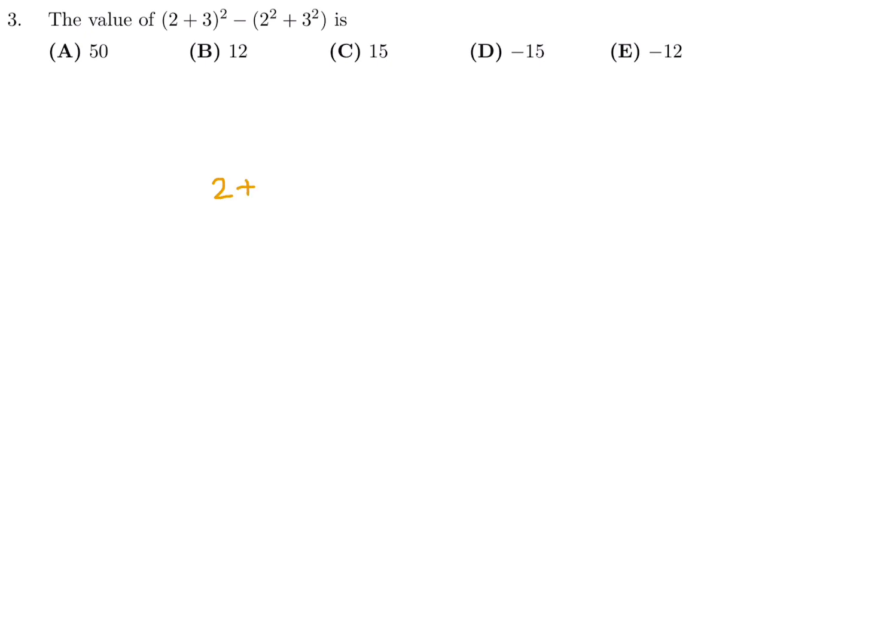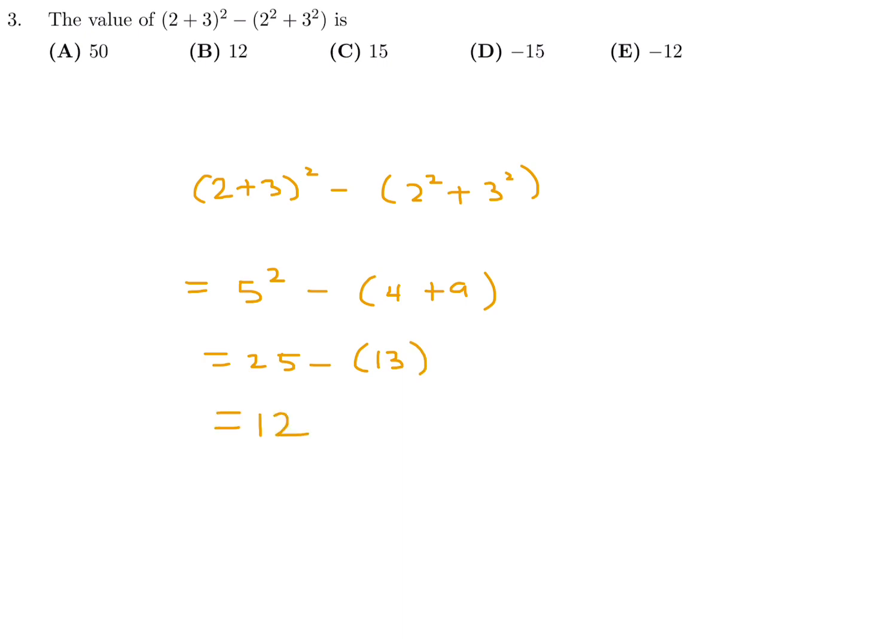What is the value of (2 plus 3) squared minus (2 squared plus 3 squared)? 2 plus 3 is 5 squared, and then that's going to be 4 plus 9. So this is 25, and this is 13. So 25 minus 13 is 12. So number 3, the answer is B.